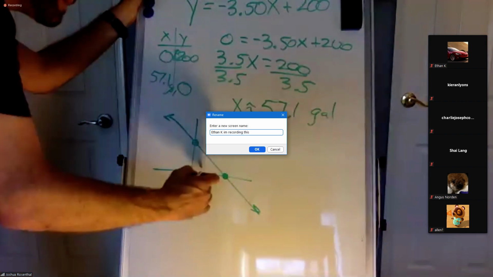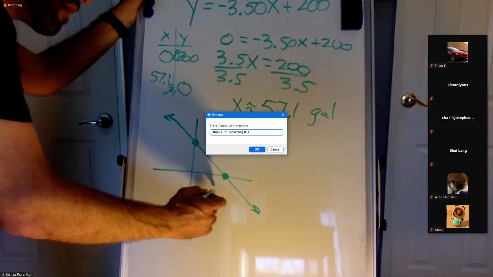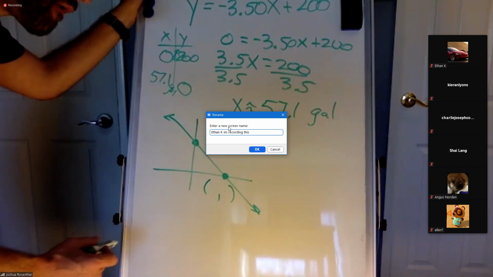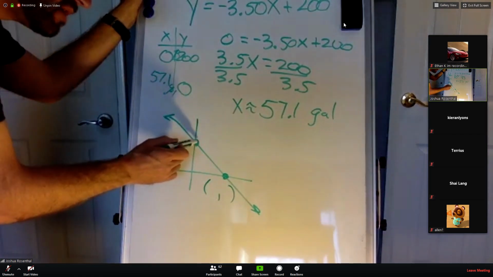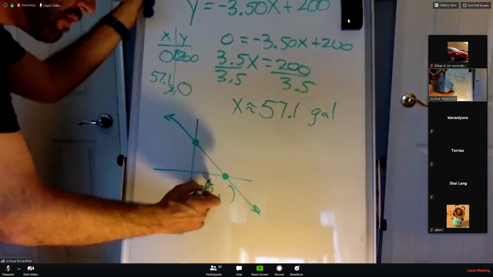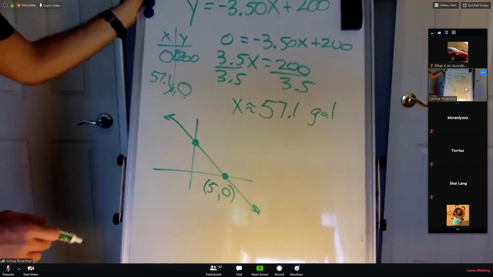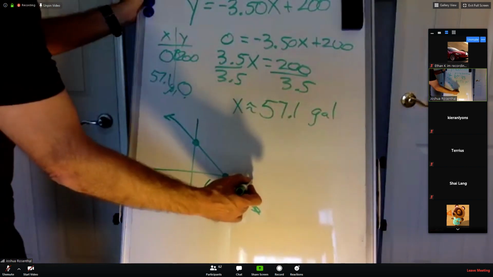A possible coordinate for this could be what? Give me a possible coordinate right there. 0, 5. 0, 5 would be here. 5, 0. What had to be 0? The Y. Thank you. Yeah. What if the point's here? What could that coordinate be?